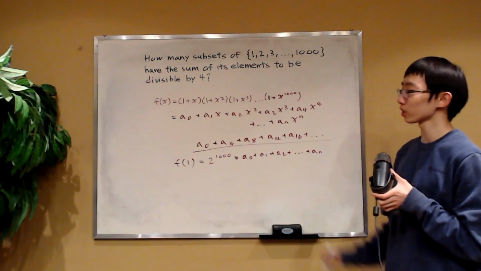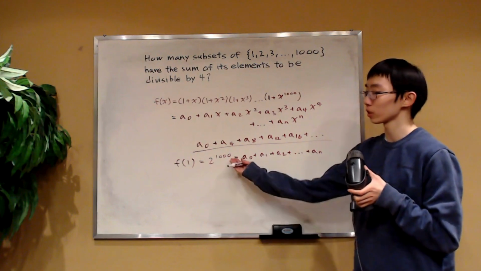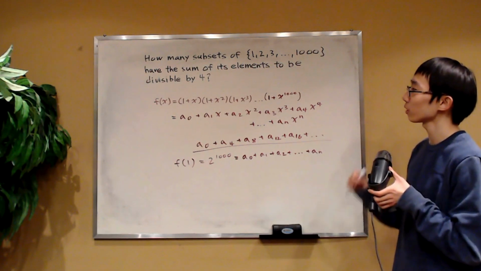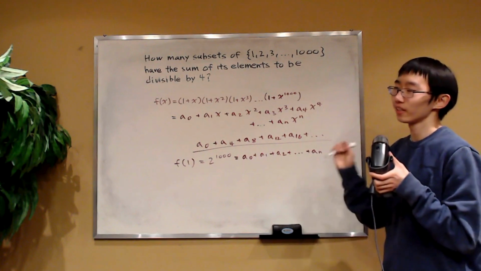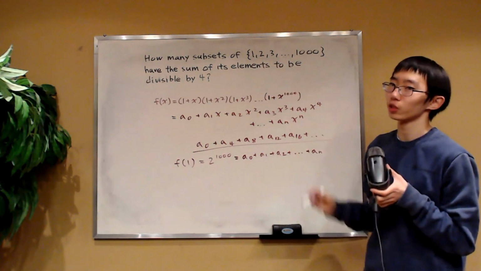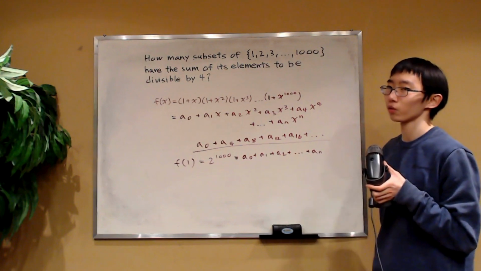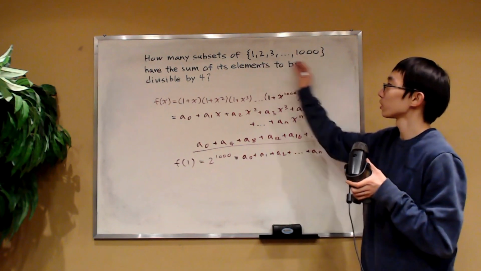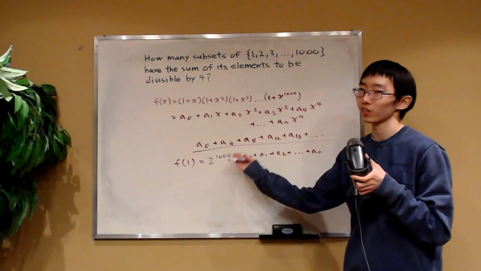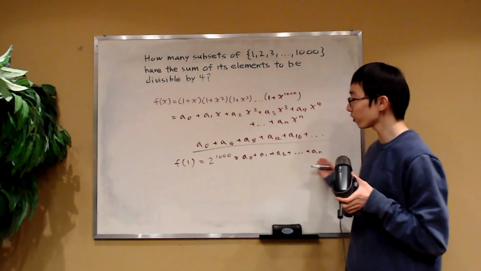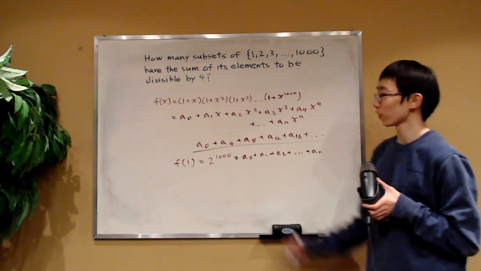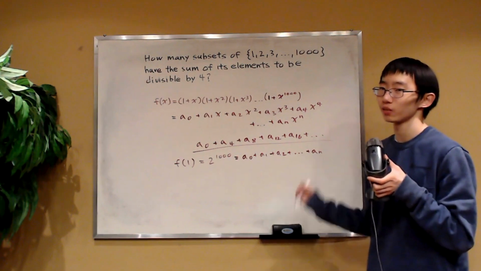Now, this isn't actually very impressive because we could have gotten this at the start. If we want to construct a subset from this set, then each of these elements have two options, to be in the subset or not be in the subset. And there are 1,000 elements each. There are 2 to the 1,000 subsets. So not very useful, but it's still pretty cool that this function can give us some true information.